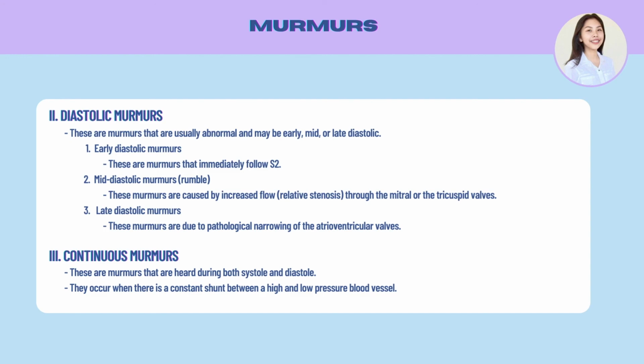For the last type of murmur, we have the continuous murmur. These are murmurs which are heard during both systole and diastole. They occur when there is a constant shunt between a high and low pressure blood vessel. Examples of continuous murmurs include patent ductus arteriosus and systemic arteriovenous fistulas.